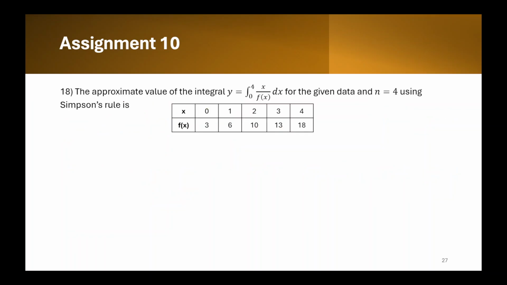Next question, I guess the last question for today. The approximate value of the integral y from 0 to 4 of x by f x dx for the given data and n equal to 4 using Simpson's rule is... So x by f x we need to compute.